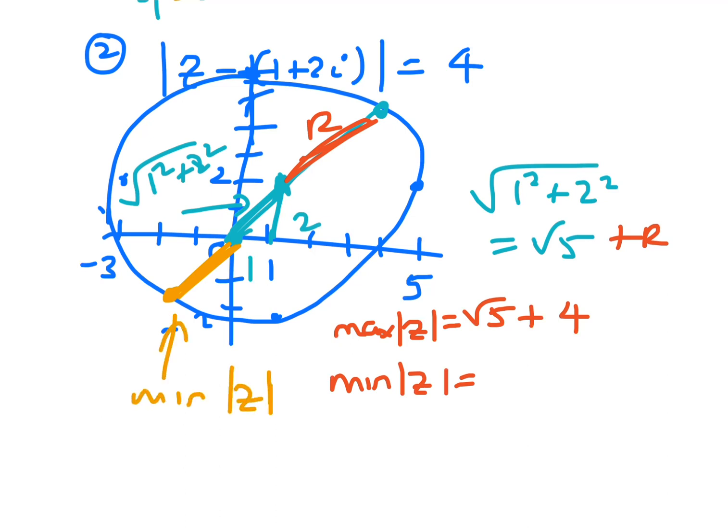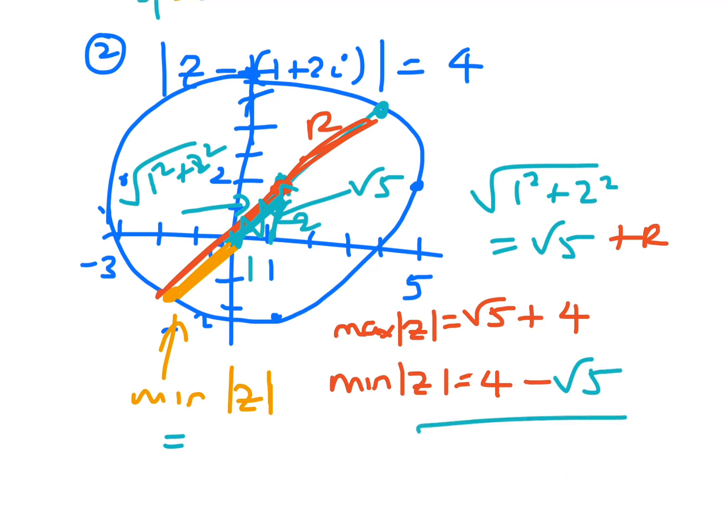So how do we get the minimum of mod z? Well, if you think about it, the whole radius goes from here to here. And we know that that green line there, this one here, is equal to root 5. So the minimum of mod z would just be root 5. Sorry, it'd be 4. Wouldn't be root 5, it would be the 4, because that's the whole radius. See the one in red? Minus, and then it would just be minus this root 5 bit, and then you would have the orange part left.